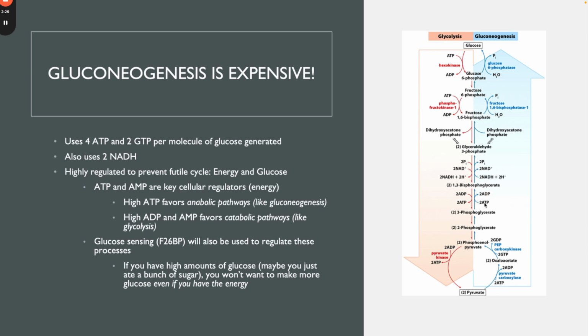Then we use our 2 ATPs from converting 3-phosphoglycerate into 1,3-bisphosphoglycerate. That's where our last 2 ATPs come from, and that forms our 4. Does that make sense?